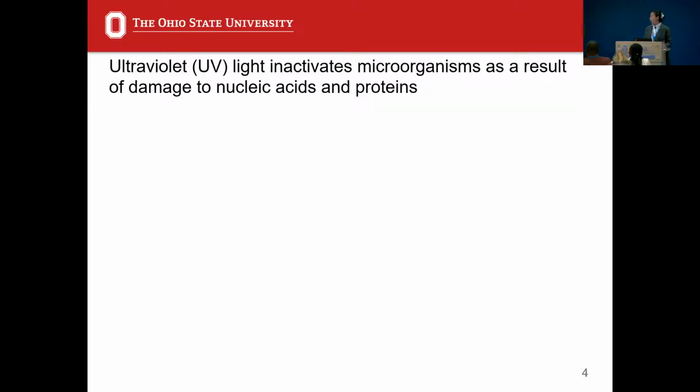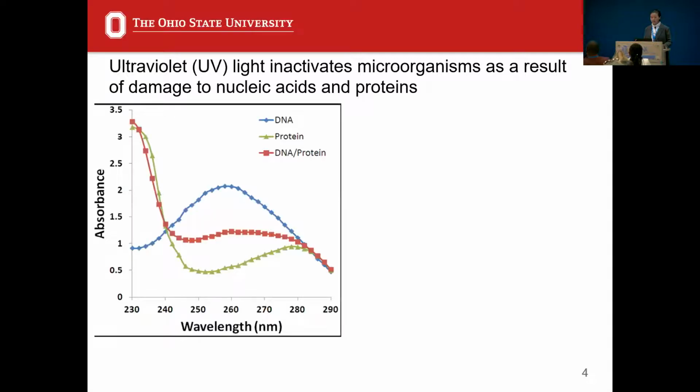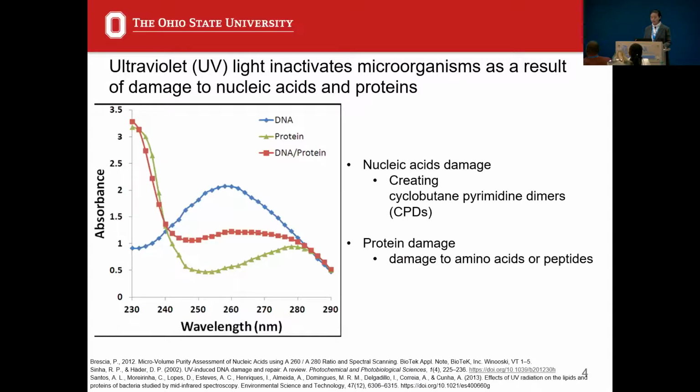So let's talk about the mechanisms of how UV works. UV light inactivates microorganisms as a result of damage to nucleic acids and proteins. You can see in this figure that the blue line is absorption by DNA, and there's a peak absorbance at around 254 nanometers. But protein has a high peak absorbance at 222 nanometers.